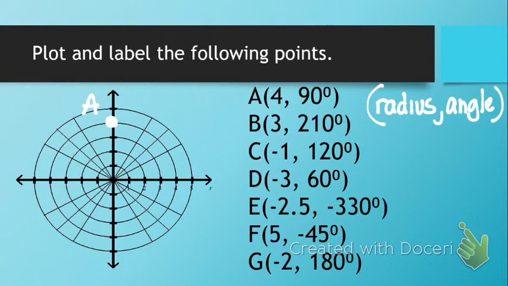Point B, go ahead and locate 210. So 210 degrees. Okay, so we're rotating. So 210 would be here. This is 210. And you're going out to the third ring, which would be right here.